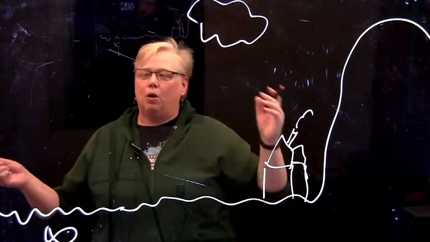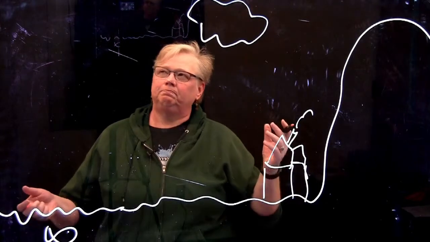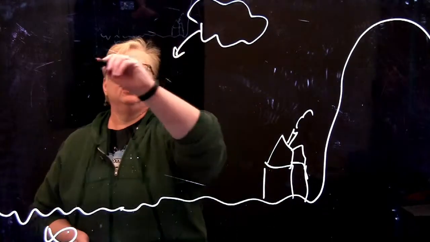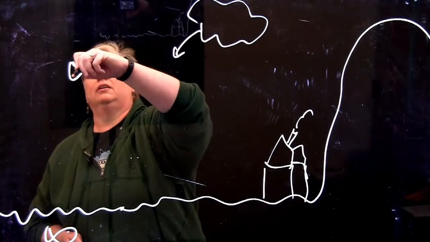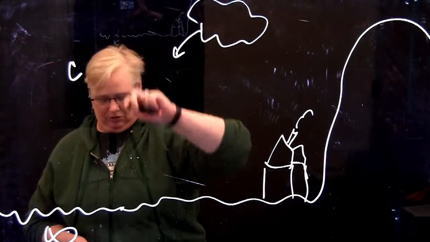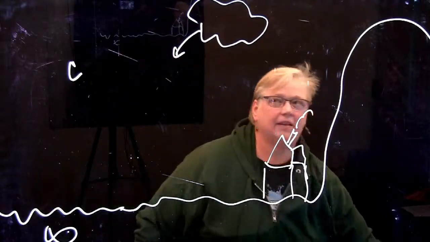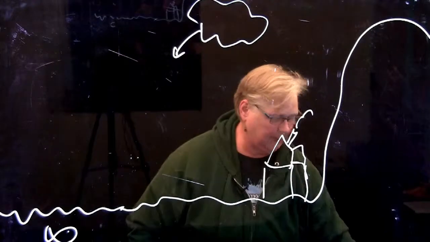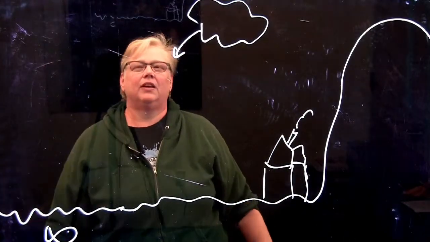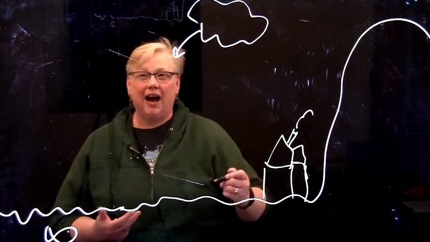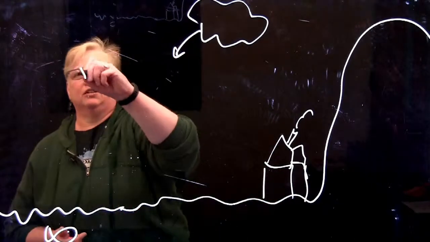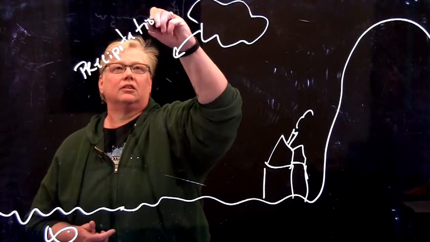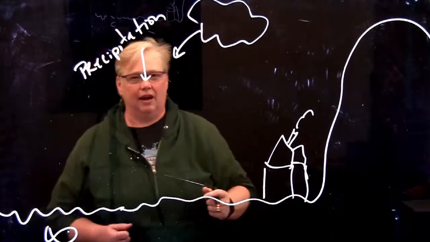So, what's water called in a cloud? When it leaves a cloud and falls down, we call that, okay, we're ready to go. When water falls down from a cloud, we call that precipitation. Precipitation. And that's water falling down.